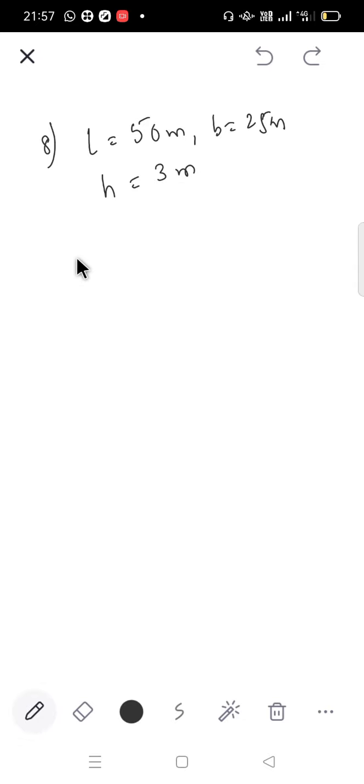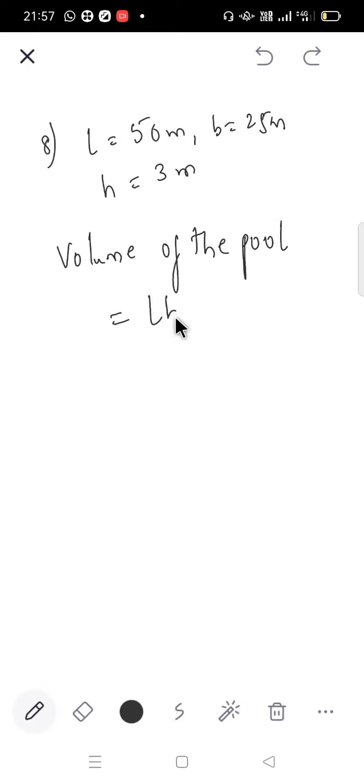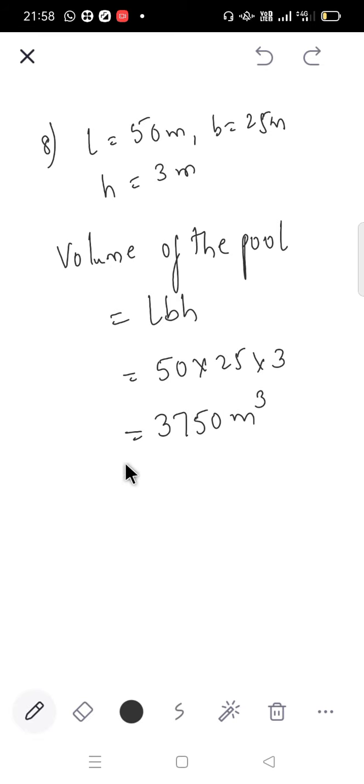Whenever they are asking how many liters, that means how much water we can pour in that particular pool, you obviously need to find out volume of that particular pool. When they given length, breadth and height, it is in the shape of a cuboid. So volume of the cuboid is LBH, 50 into 25 into 3. So if you multiply these 3, you will get 3750 meter cube, children.